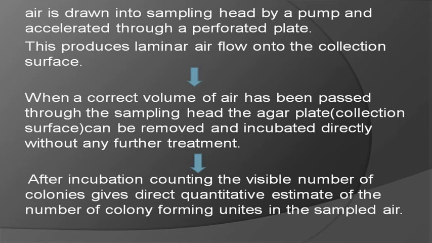So, air is drawn into the sampling head by a pump and accelerated through a perforated plate. This produces laminar airflow onto the collection surface. When a correct volume of air has been passed through the sampling head, the agar plate, which is the collection surface, can be removed and incubated directly without any further treatment. After incubation, counting the viable number of colonies gives a direct quantitative estimate of the number of colony forming units in the sampled air.